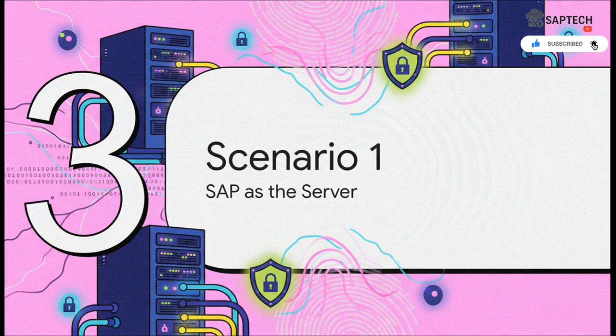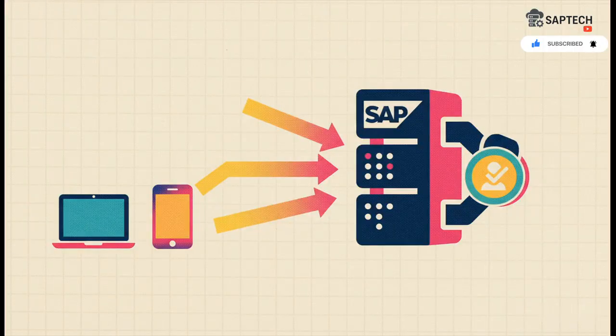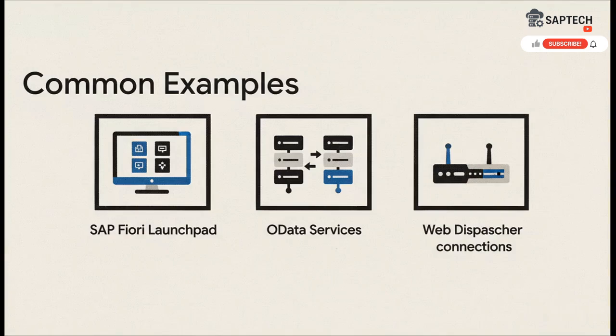First up, when your SAP system is acting as the server. In this situation, all the traffic is coming inbound. People or other systems are connecting to your SAP system from the outside. The most important thing here is that your SAP system has to prove its identity. It needs to hold up its digital passport and say, yep, I am who I say I am, you can trust me. And you see this all the time. When a user logs into a Fiori Launchpad or an app is pulling data from an OData service, that user's browser is the client. Your SAP system is the server, and it absolutely needs a valid SSL server certificate to make that connection trusted and secure.